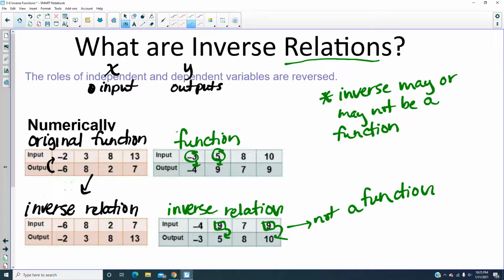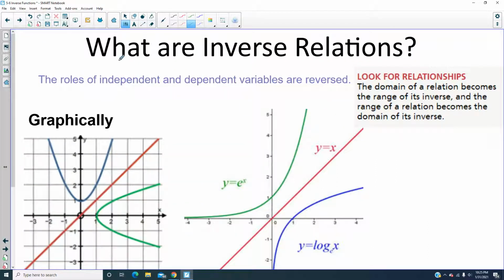Now let's look at graphically. Inverse relations graphically. So let's say if I look at this graph first, the blue graph, let's say this is the original function. I'm going to call this f of x. The green graph is the graph of the inverse. So f of x is a function, and then here is the inverse relation.